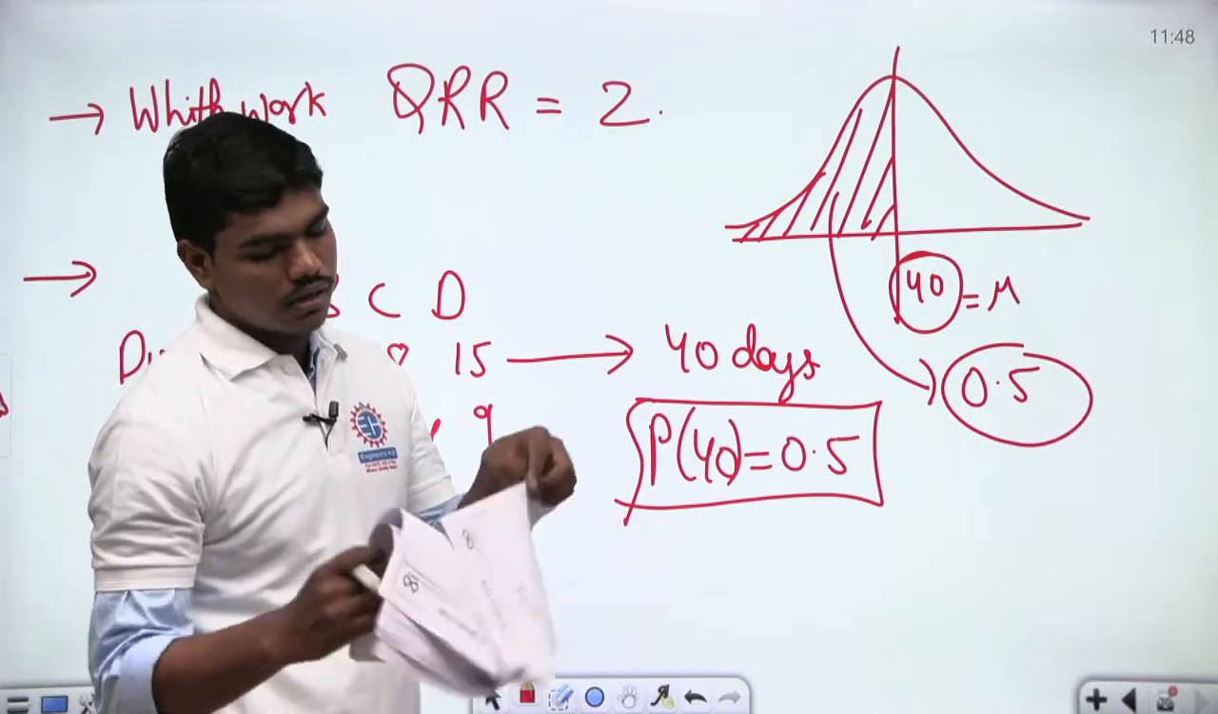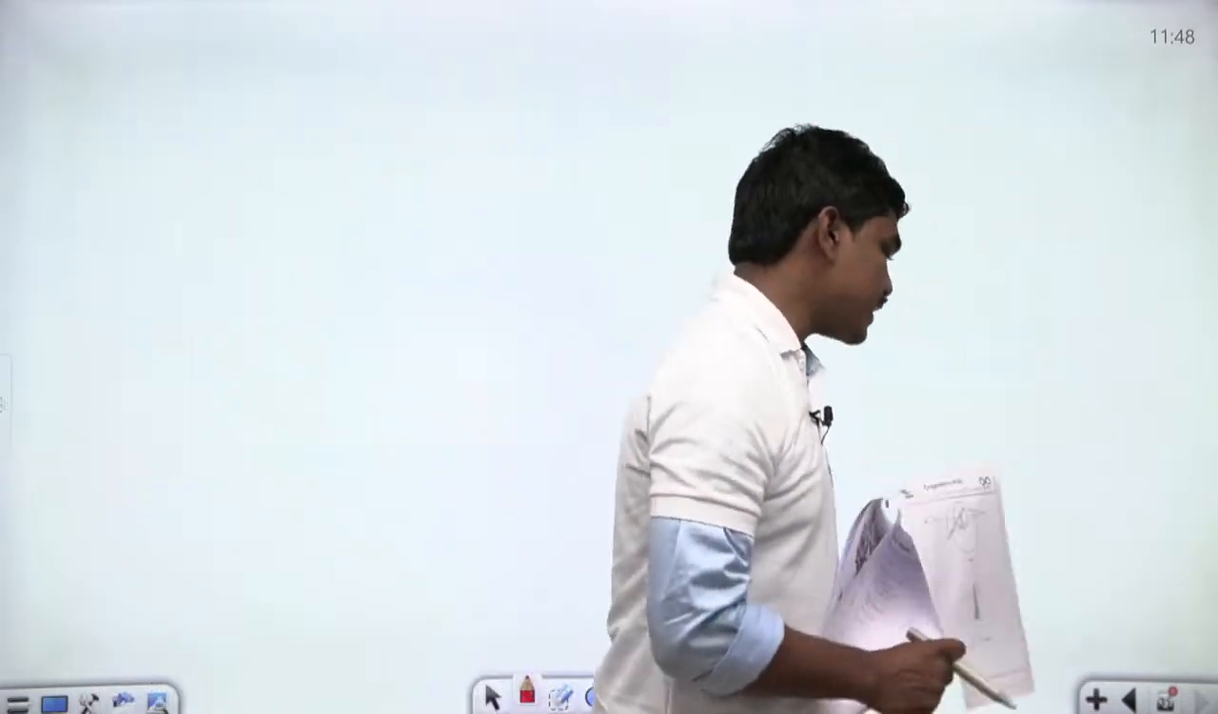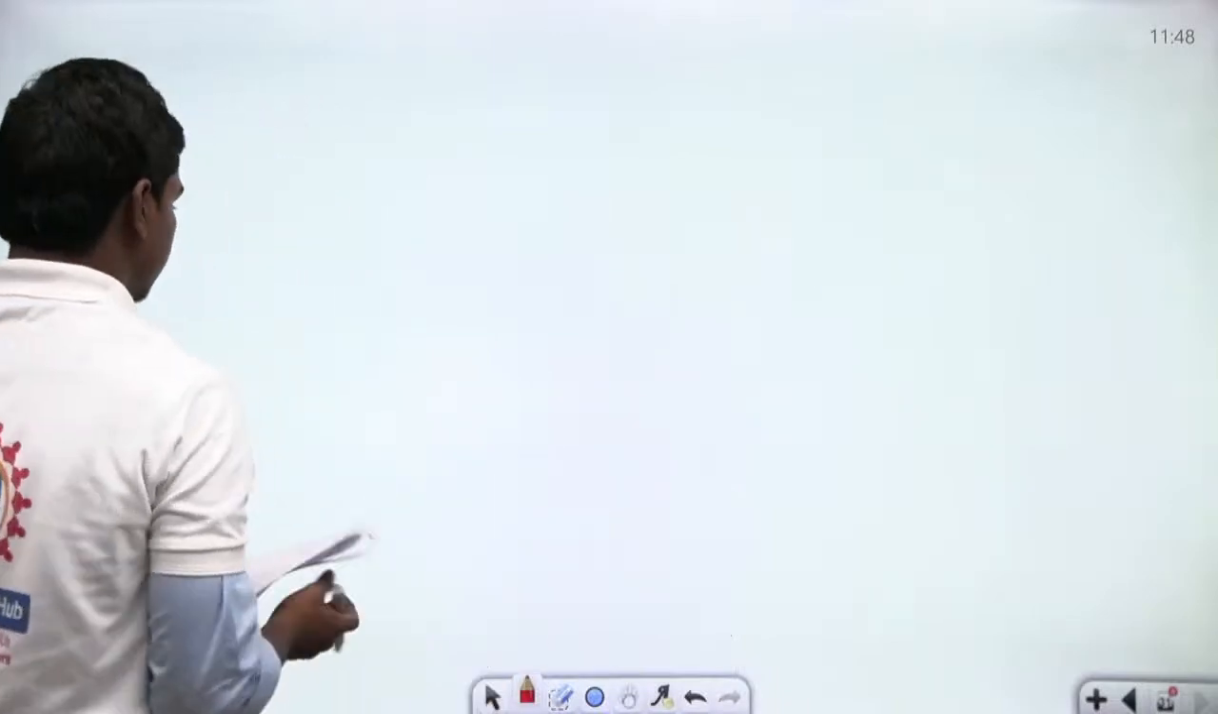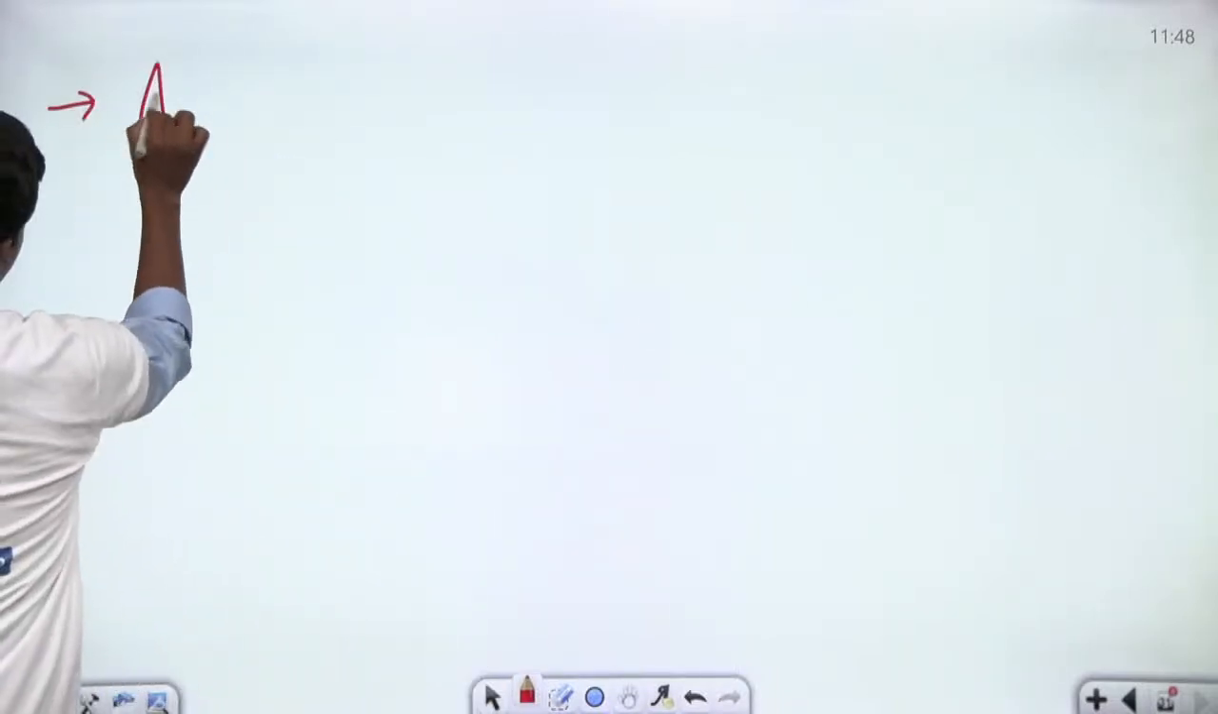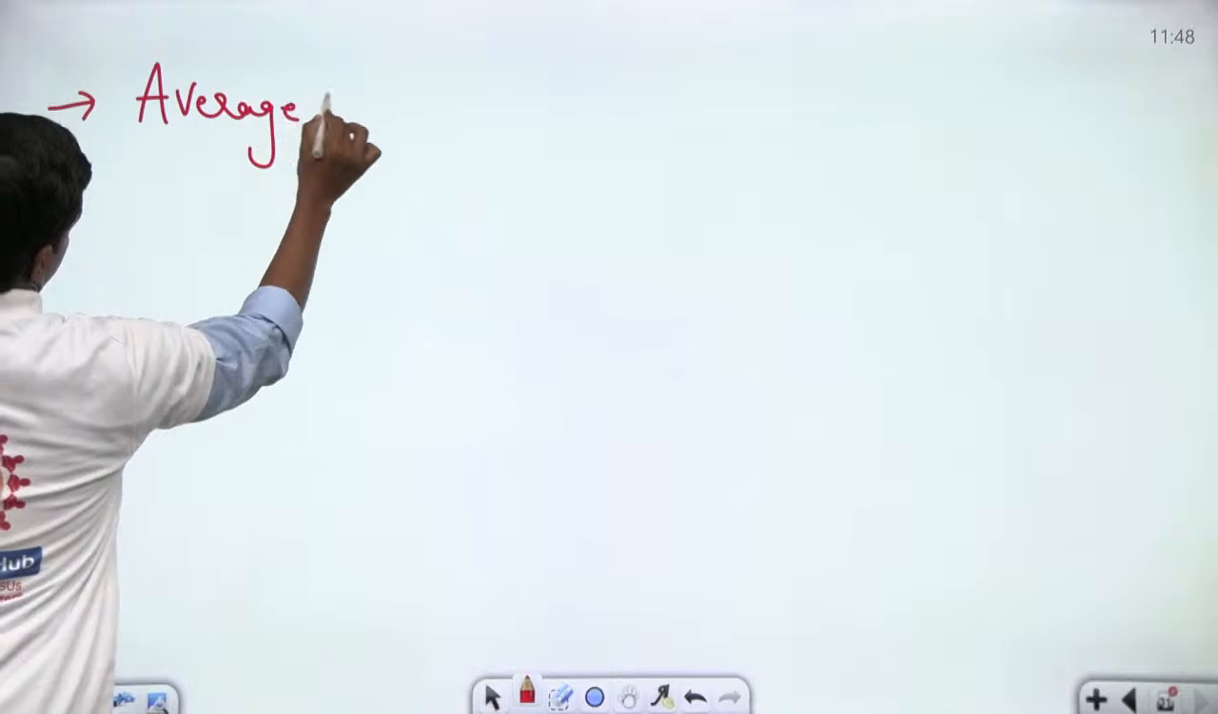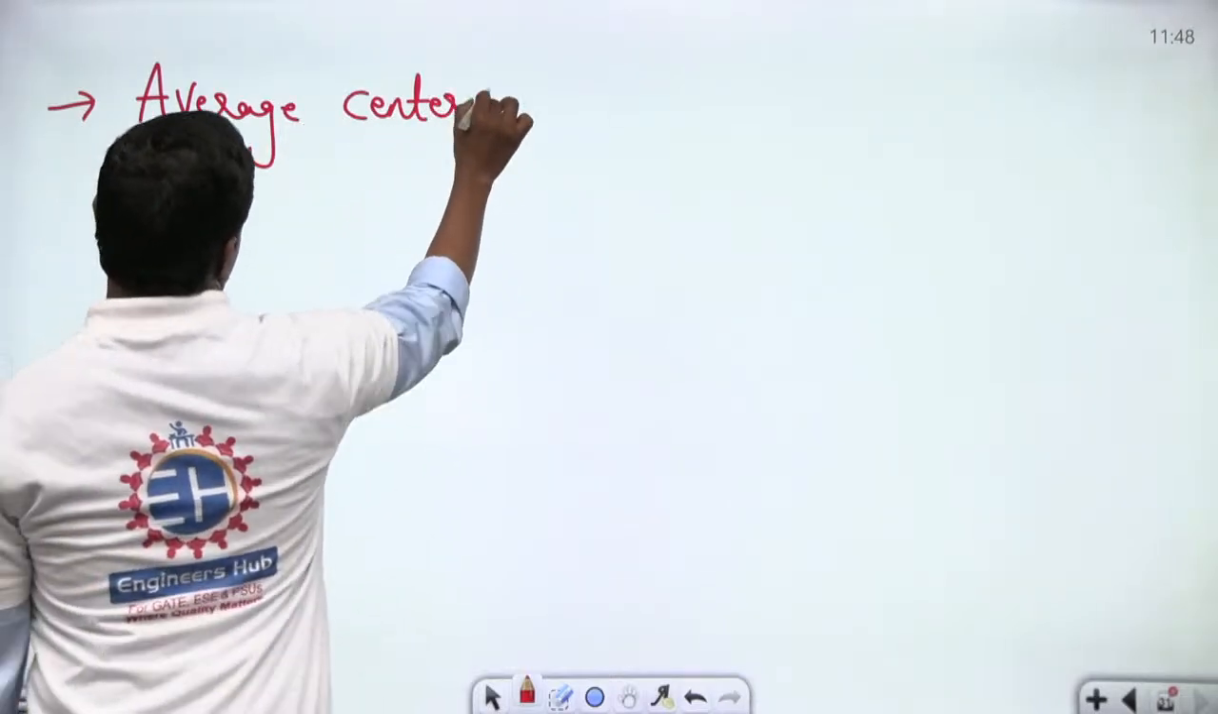Okay. Next, let's go for this average center line roughness. So the answer is 1 for this average center line roughness.